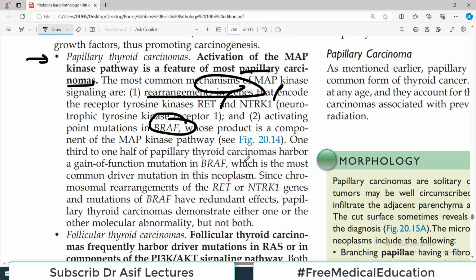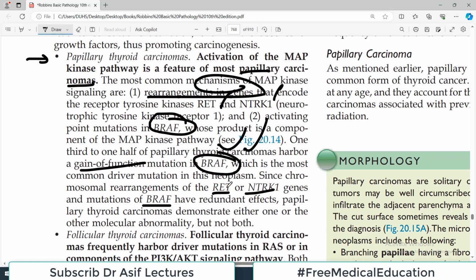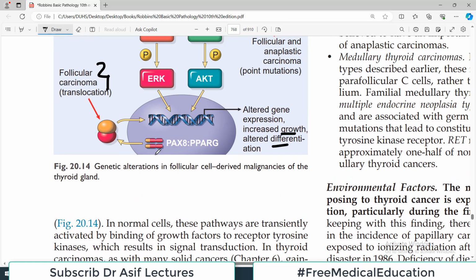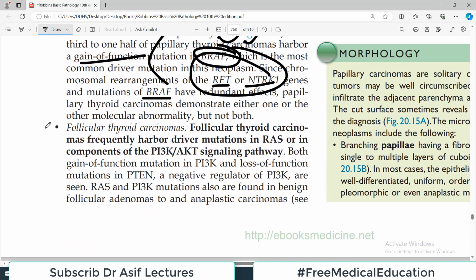1/3 to half of the papillary thyroid cancers harbor a gain of function mutation in BRAF. So BRAF is very common mutation. So therefore it is also very commonly tested in exams. Since chromosomal arrangements of the RET or NTRK1 genes and mutations of BRAF have redundant effects, papillary thyroid carcinoma demonstrate either one or the other molecular abnormality, but not both. So either this or that, either BRAF mutation or molecular rearrangements. Okay, so papillary cancers, you have to remember these two type of genetic disturbances.